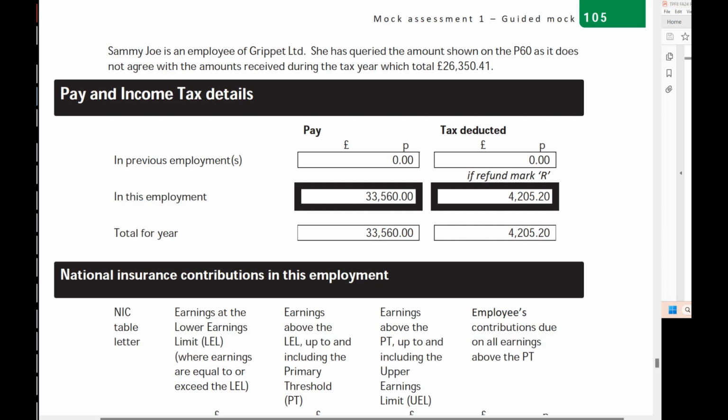We've now got Sammy Jo, who's an employee of Grippet. She's queried the amount on her P60 as it does not agree with the amounts received during the year. So this is what she's received. Presumably that is what has gone onto her bank account. So what do we know? No previous employment, so everything was received in this employment. So that would be her gross pay there. This is the tax that would be deducted. So of course she wouldn't receive that. That would be taken from her before she actually gets her net pay.